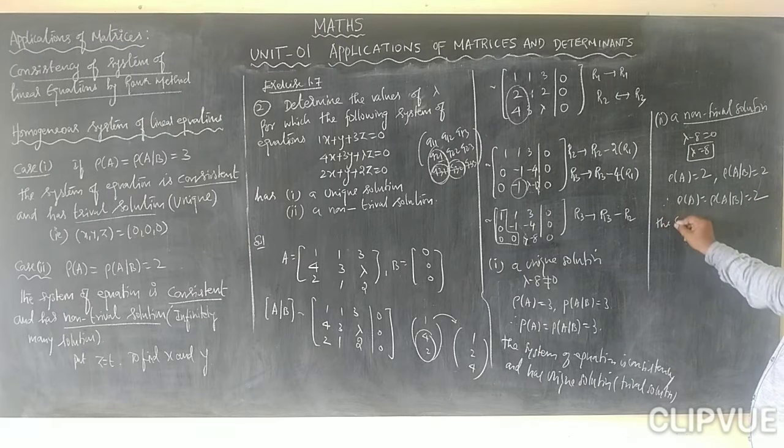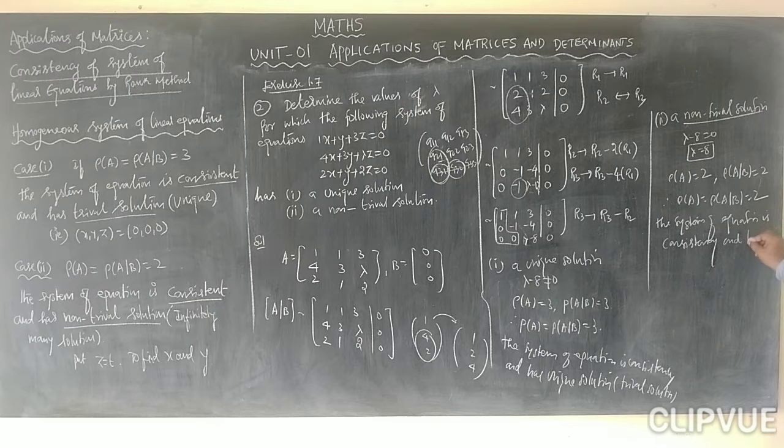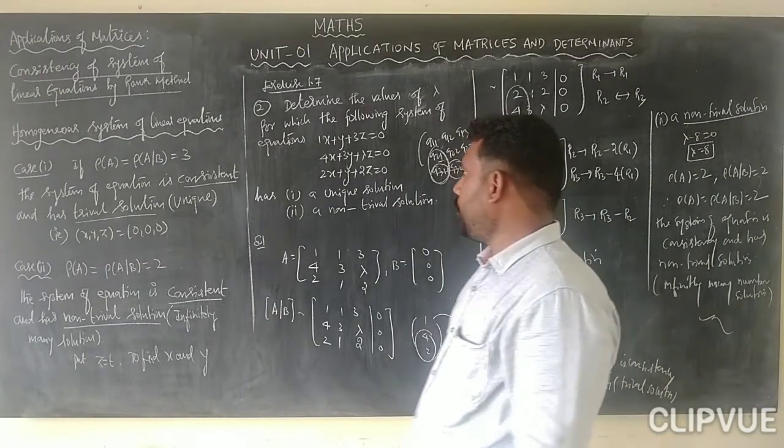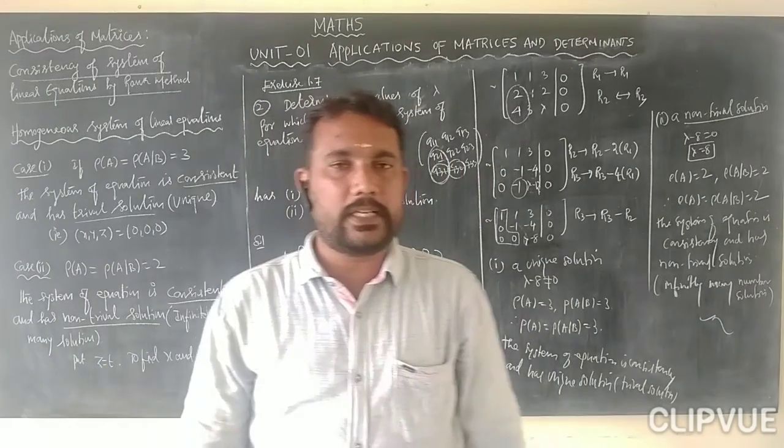Okay. The system of equations is consistent and has non-trivial solutions. Non-trivial solution means infinitely many solutions. Okay. Verified, second case number 2. First, case number 1, unique solution. Second one, non-trivial solution, and proved.